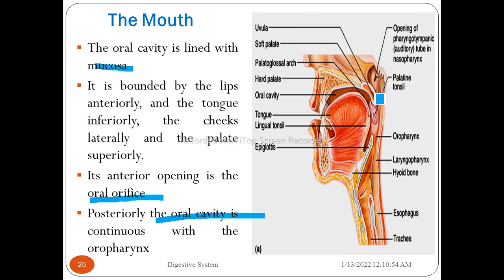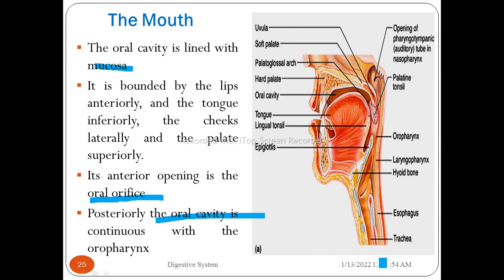And in this area there is a tube. This tube is known as the pharyngotympanic tube in the nasopharynx. This is the nasopharynx. So there are three types of pharynx. This is the nasopharynx, this is the oropharynx, and this is the laryngopharynx. This is the esophagus posteriorly, whereas this is the trachea, which is found anterior to the esophagus.